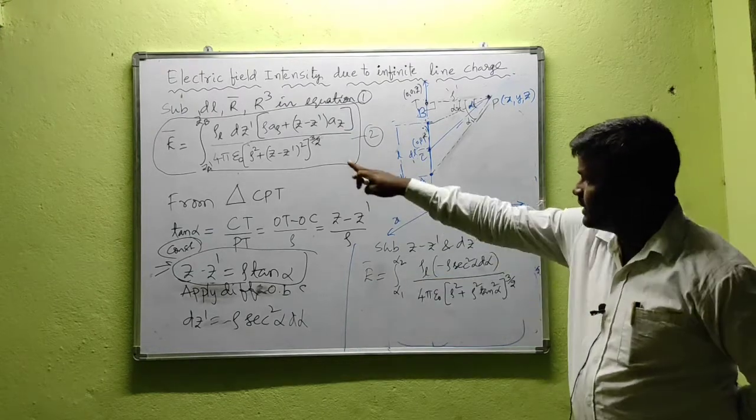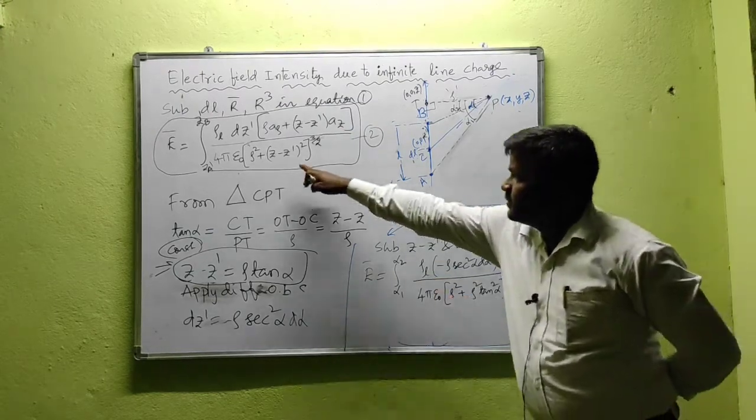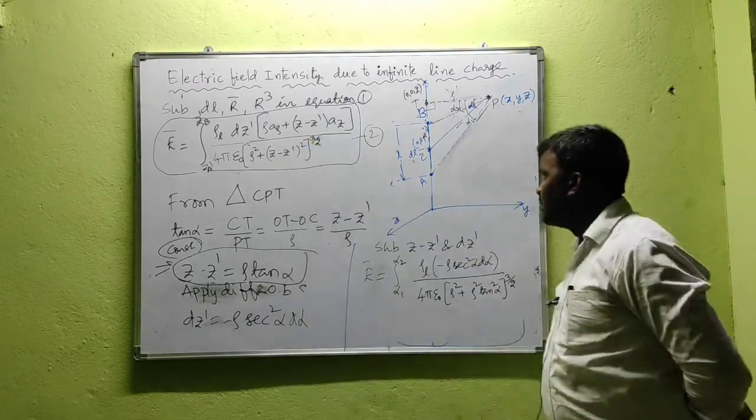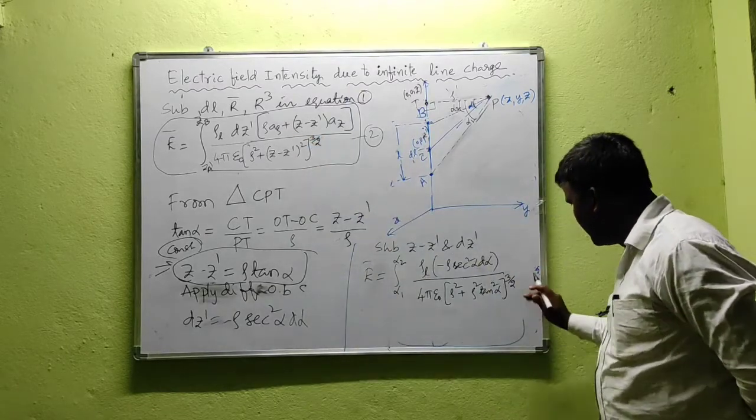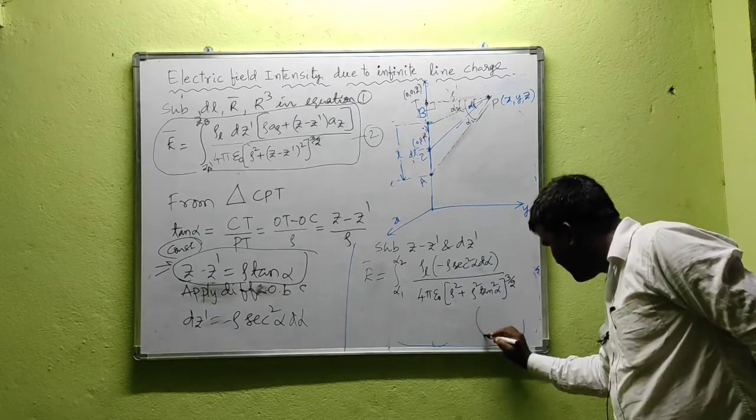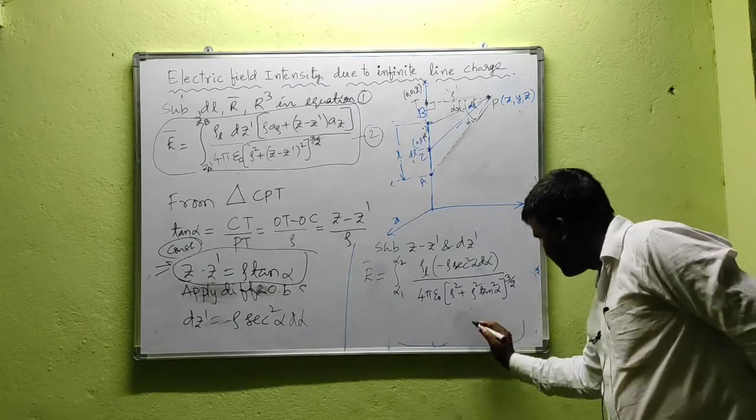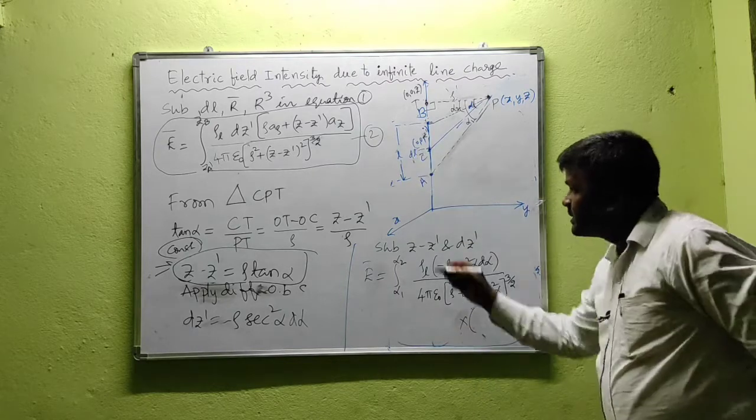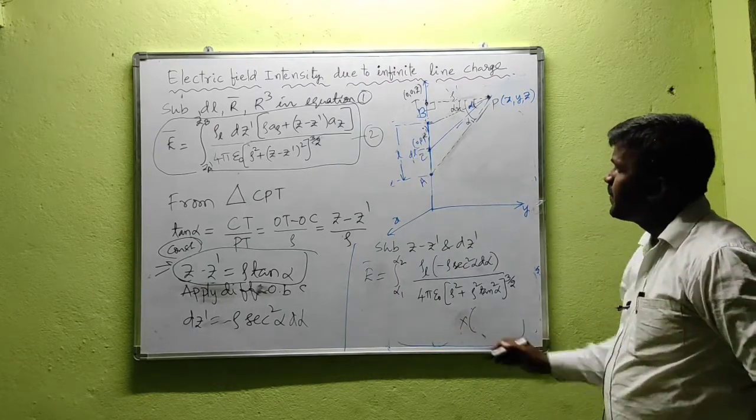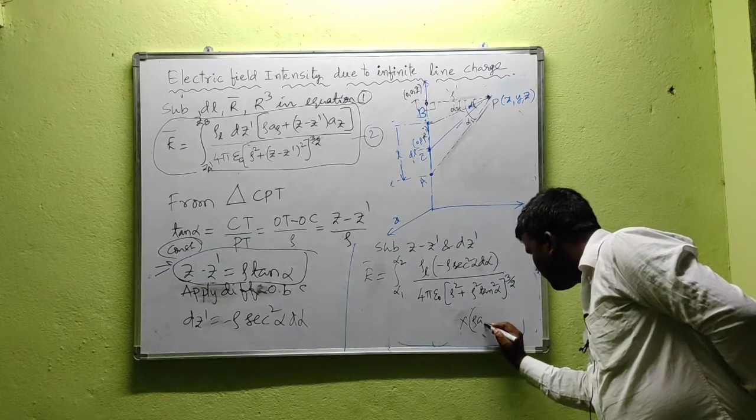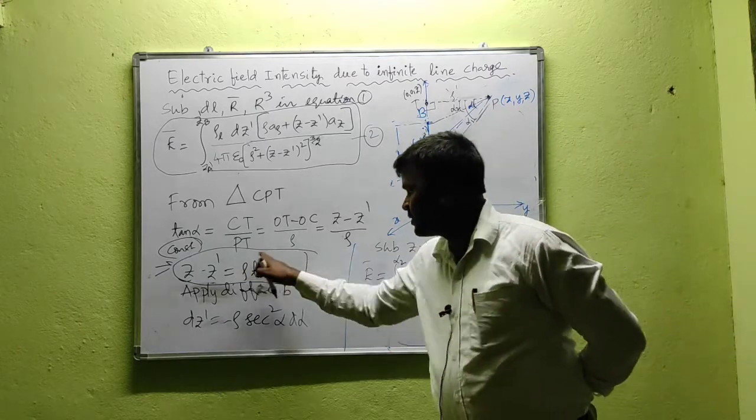Okay, rho L into dz dash by 4 pi epsilon naught. This part is over. Remaining is what? Rho into a rho. I am writing that part here into this part into this entire thing into rho a rho. And what about z minus z dash? Z minus z dash is this one, rho into a rho.